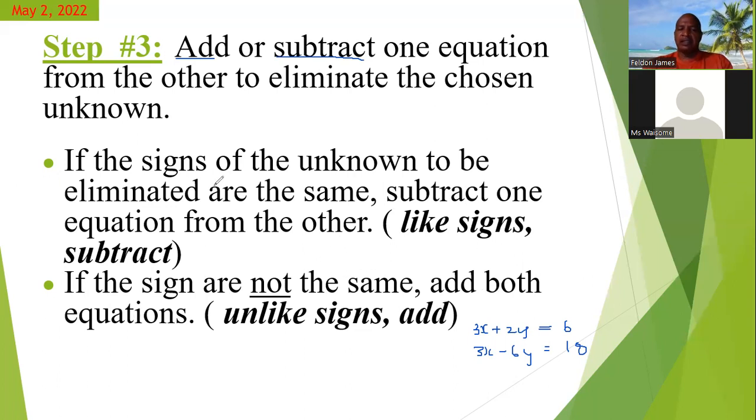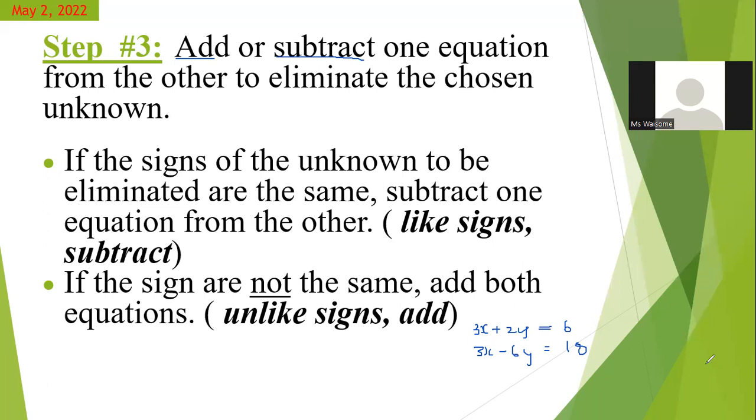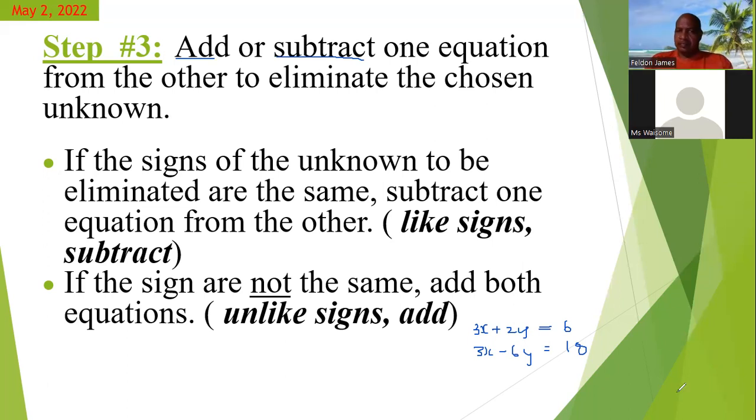If the signs are not the same, you add both equations. But sir, it said of the unknown, right? So 3x and 3x will both be positive. Are they referring to the whole equation? Because the unknown would have been x and y, right? I would like you to tell me what. Sir, I'm looking at it and I'm saying that we're trying to eliminate x. And in this case, x would have been the unknown. But right here, sir, both of the x values are positive. And it says that if the signs of the unknown to be eliminated are the same, we subtract. So that means we can subtract 3x from 3x.